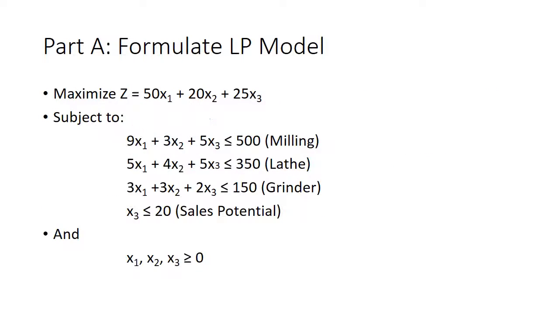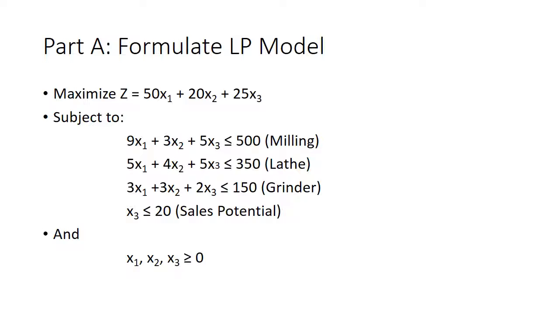So for part A, this is my linear programming model that I came up with. We see the objective function is to maximize z equal to 50x1 plus 20x2 plus 25x3. The coefficients there, the 50, 20, and 25, that's how much profit we would make per unit of each of those products. So if we remember back to the slide before, it said that we could make $50 for each unit of product 1, $20 for each unit of product 2, and $25 for each unit of product 3. So that's where that objective function is coming from.